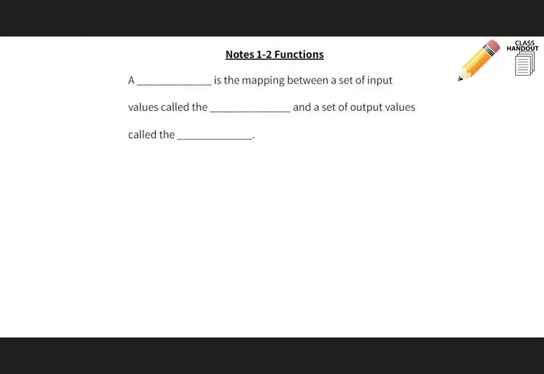Okay, so now let's get into the notes here. So a relation is the mapping between a set of input values called the domain and a set of output values called the range. So the values that we input are called the domain, and for those we use x values, and our output values we call the range, and for those we use the y values.